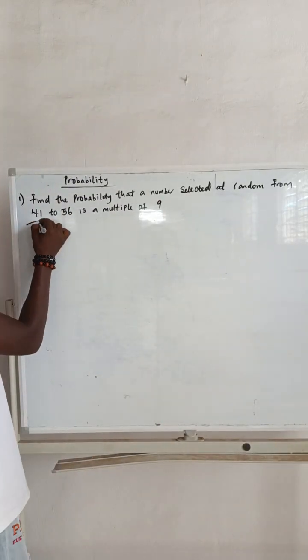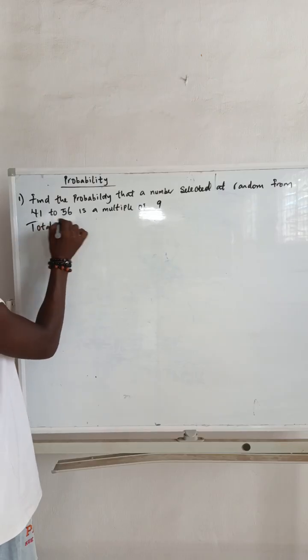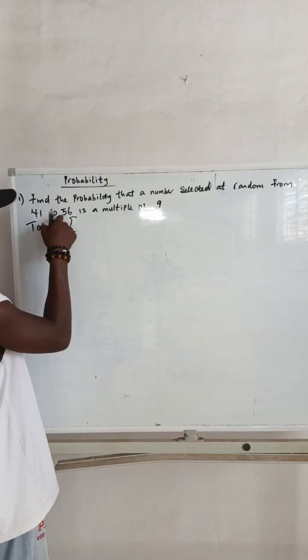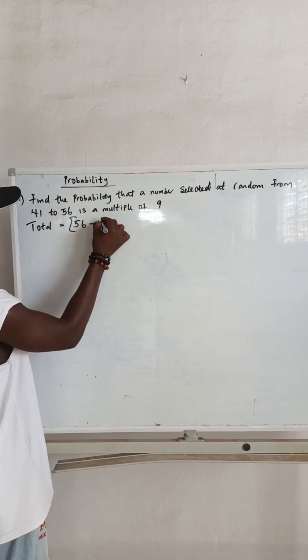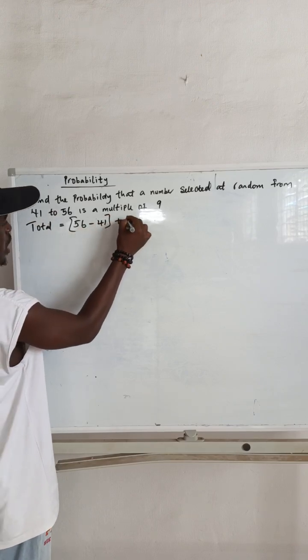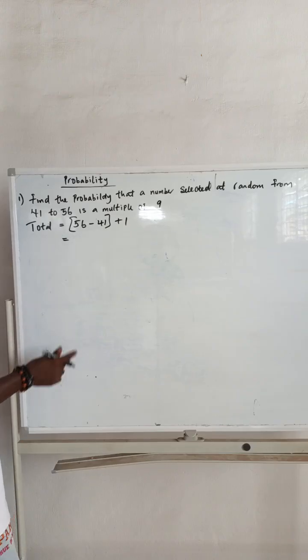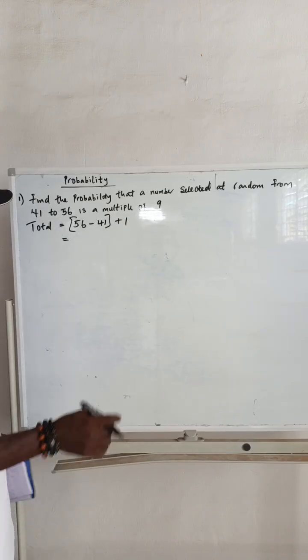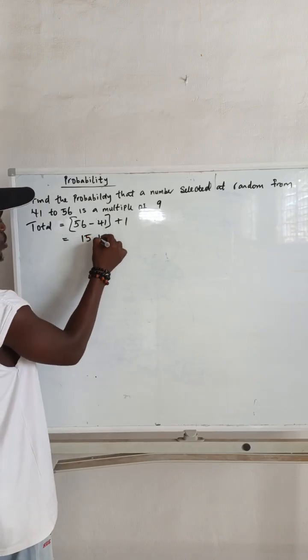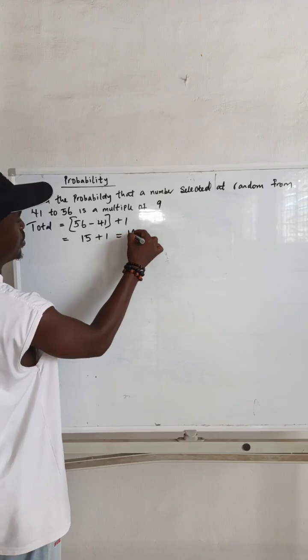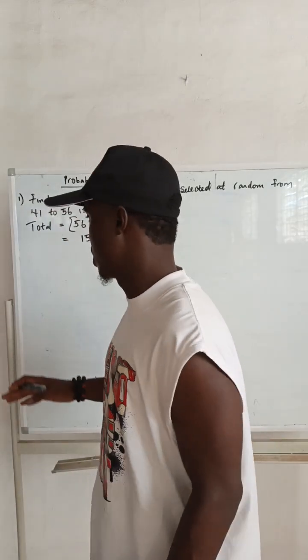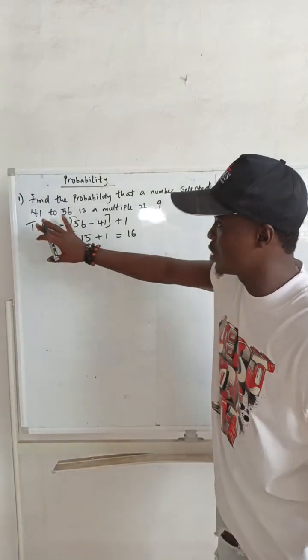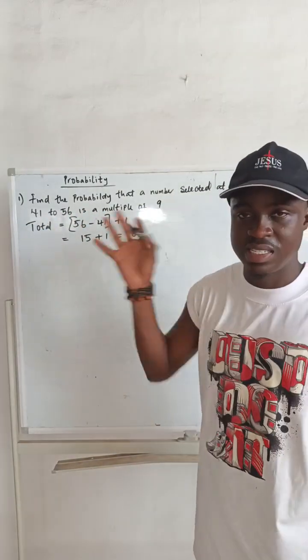In order to find the total numbers that we have, you simply say the last number, which is 56, minus the first number, which is 41. Then you add 1 to it. 56 minus 41 gives you 15, plus 1. So our total number is 16. We have 16 numbers altogether from 41 to 56.